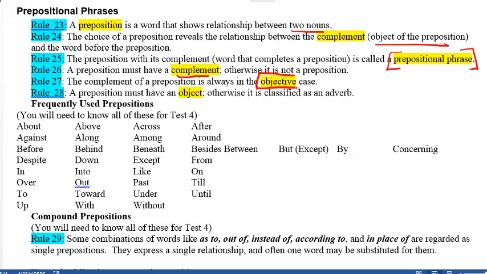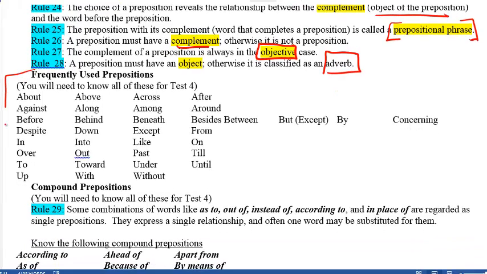This is the first time we've talked about the objective case. To this point, we've talked about the nominative case, but now we're going to start talking more about the objective case, and you'll see the importance of knowing those two terms later on. The last thing you need to know is a preposition must have an object, otherwise it's classified as an adverb. You definitely need to know that, especially when we get into adjectives and adverbs. You will need to know all of these prepositions.